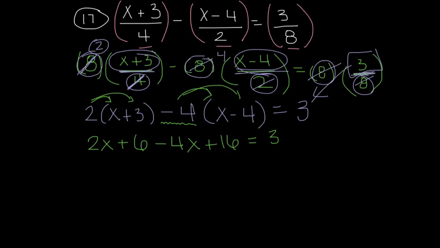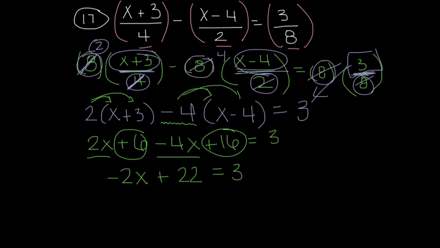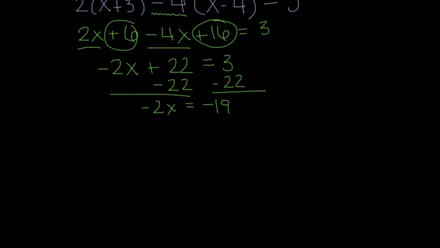Simplify by combining like terms over here. I have 2x minus 4x, which is negative 2x. And I still have the plus, let's see, plus 6 plus 16 is 22, equals 3. Subtract my 22 from both sides. So I get negative 2x equals negative 19. Divide both sides by negative 2.